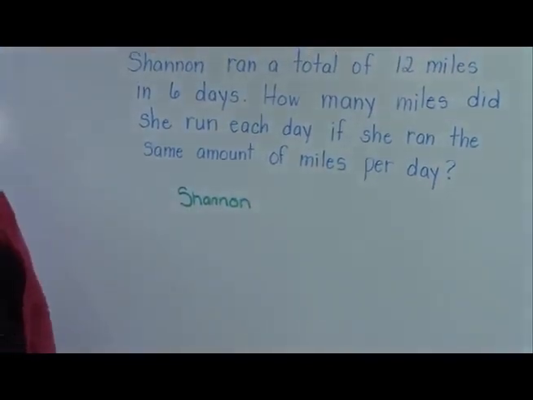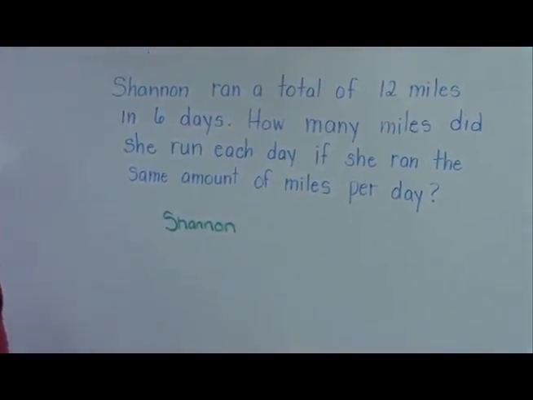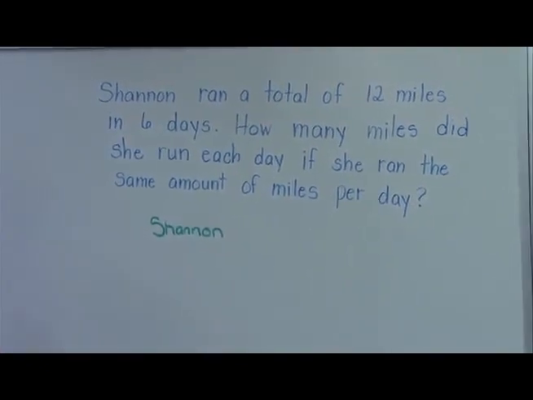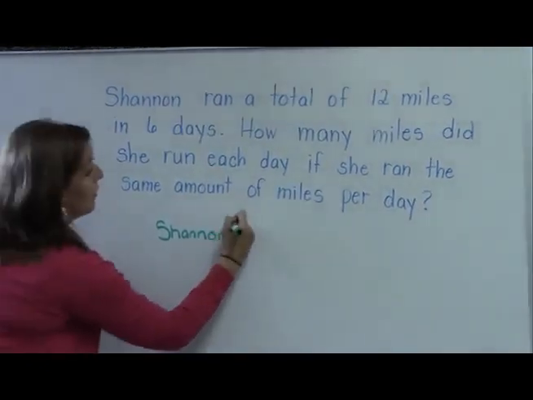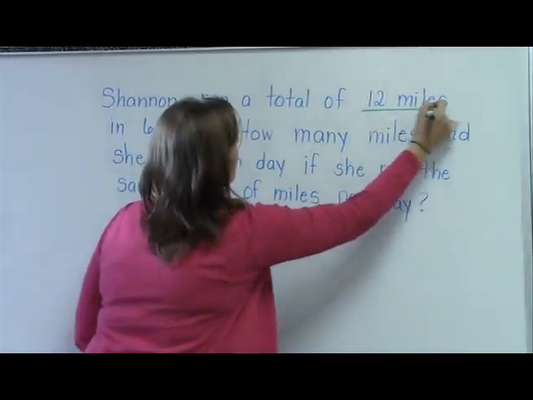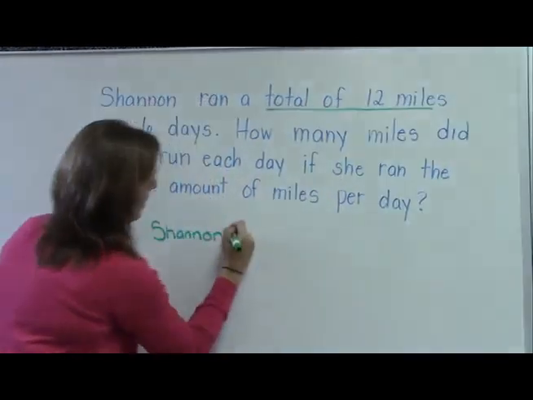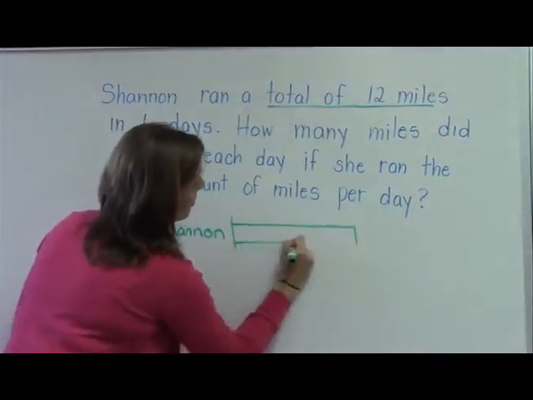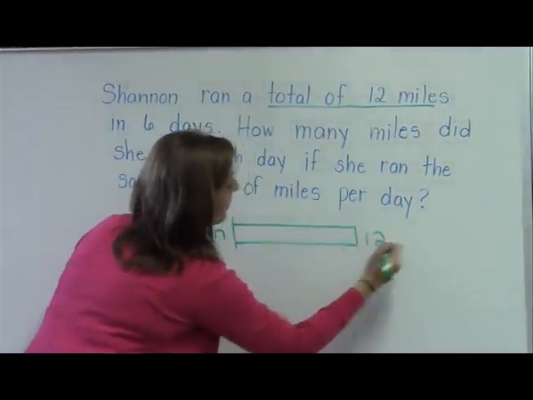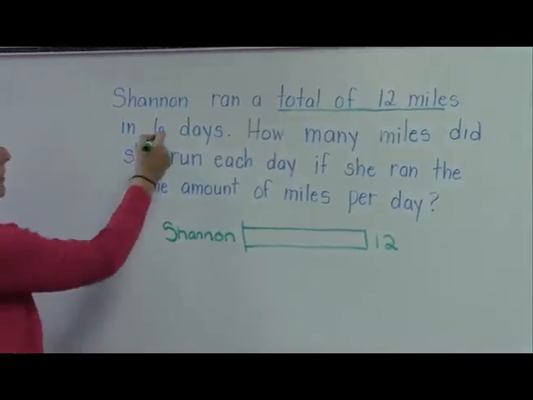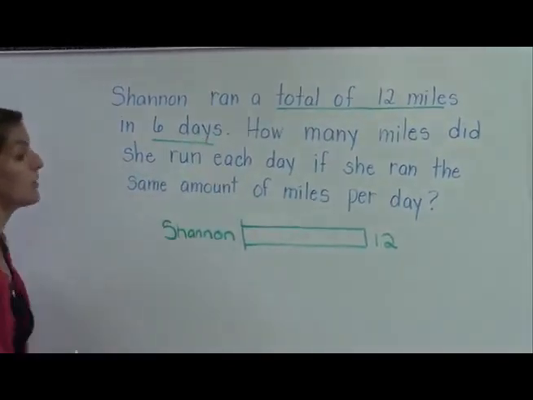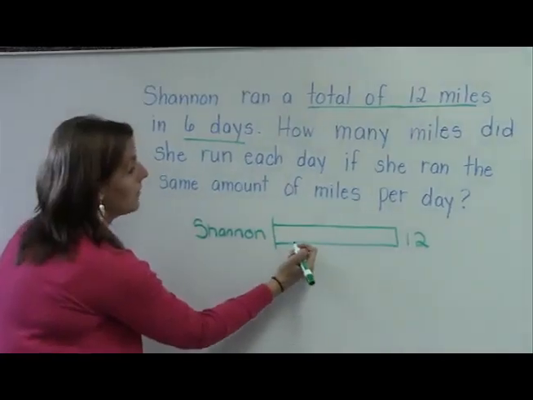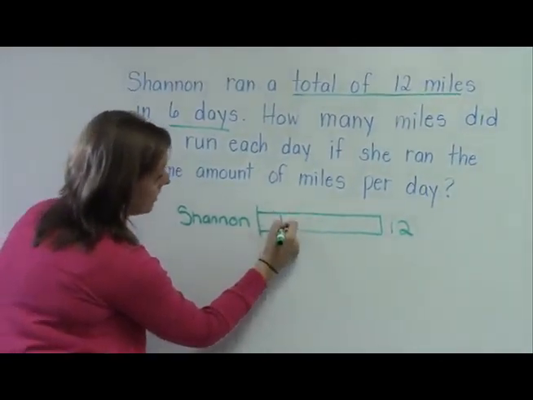Then we read each sentence one at a time. Shannon ran a total of 12 miles in 6 days. So the first part that's important is a total of 12 miles. So I know my whole bar needs to be worth 12. The second part that's important is that we know that it's over 6 days. So we need to divide the bar into 6 equal parts.